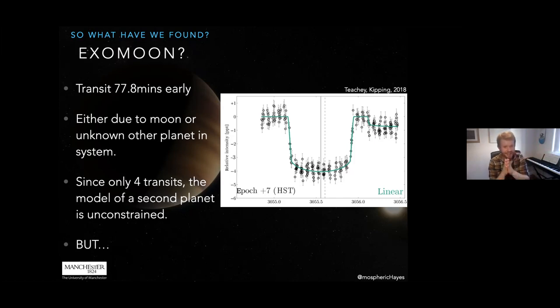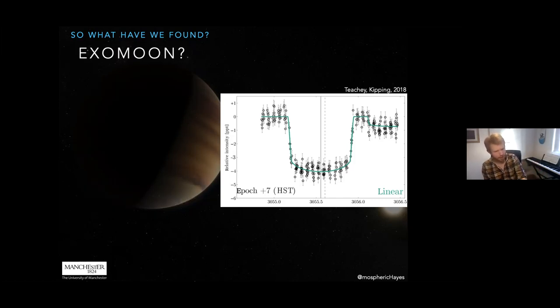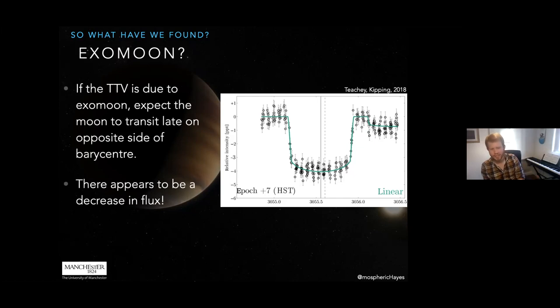So either this TTV, transit timing variation, is due to a moon or another planet. We only have four transits, so we can't really do very much with a second planet idea. We don't have enough data to constrain it. But there is a big old dip in the right-hand side of that plot, which is exactly what people said, hey, this is exciting. Could that be a moon?